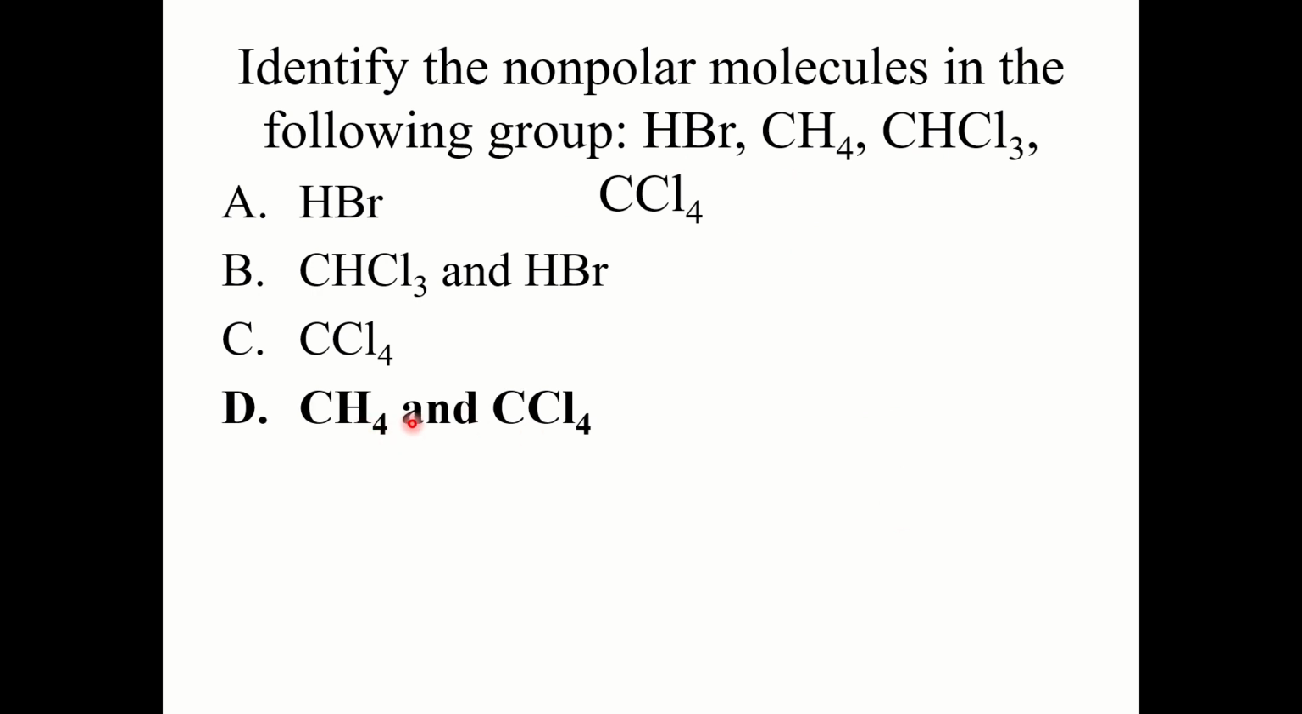Okay, the correct answer is D. CH4 and CCl4 are nonpolar. So the last three, CH4, CHCl3, and CCl4, all have a tetrahedral molecular geometry. Now CH4 and CCl4 are both nonpolar because there are no lone pairs on the central atom, and the terminal atoms are the same. Now with CHCl3, there are no lone pairs on your central atom when you draw the Lewis structure, but the terminal atoms are not the same, so CHCl3 is polar. HBr is most definitely polar since we've just got hydrogen and bromine. So D is the correct answer.